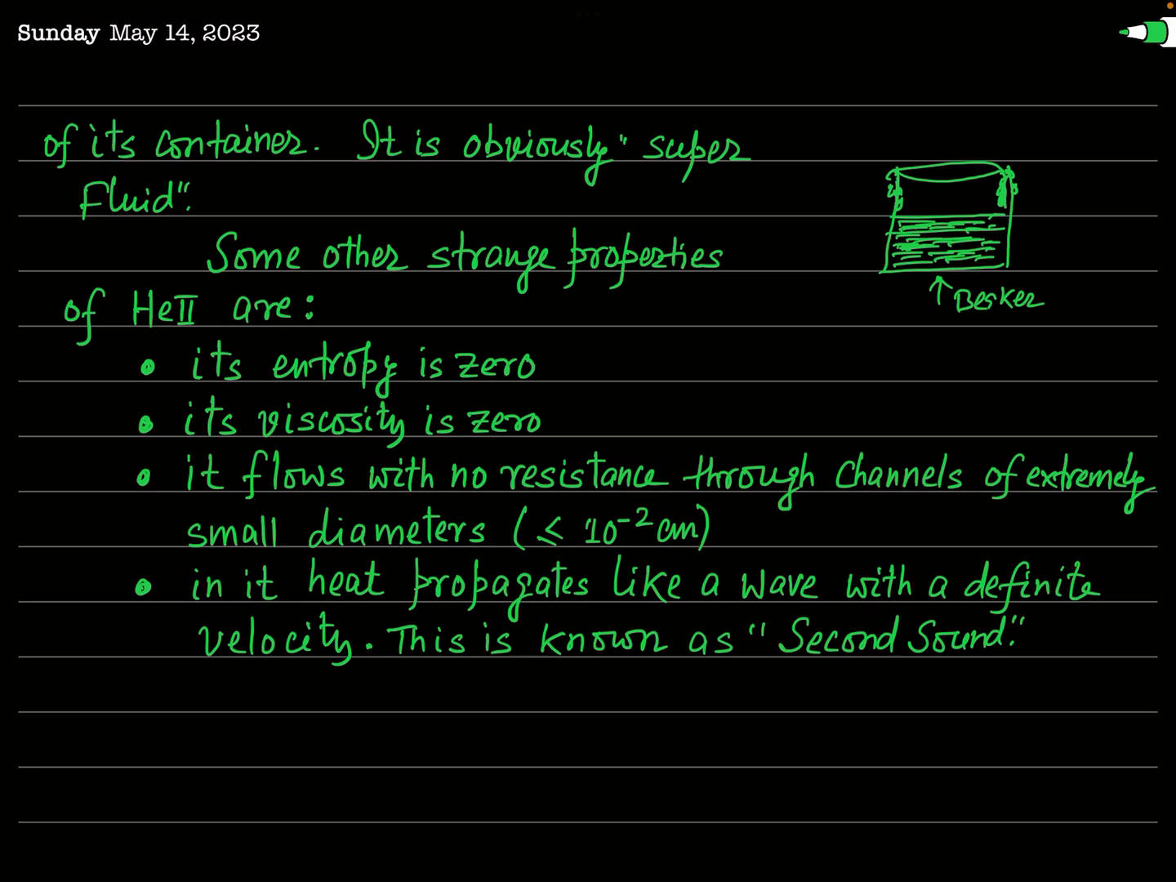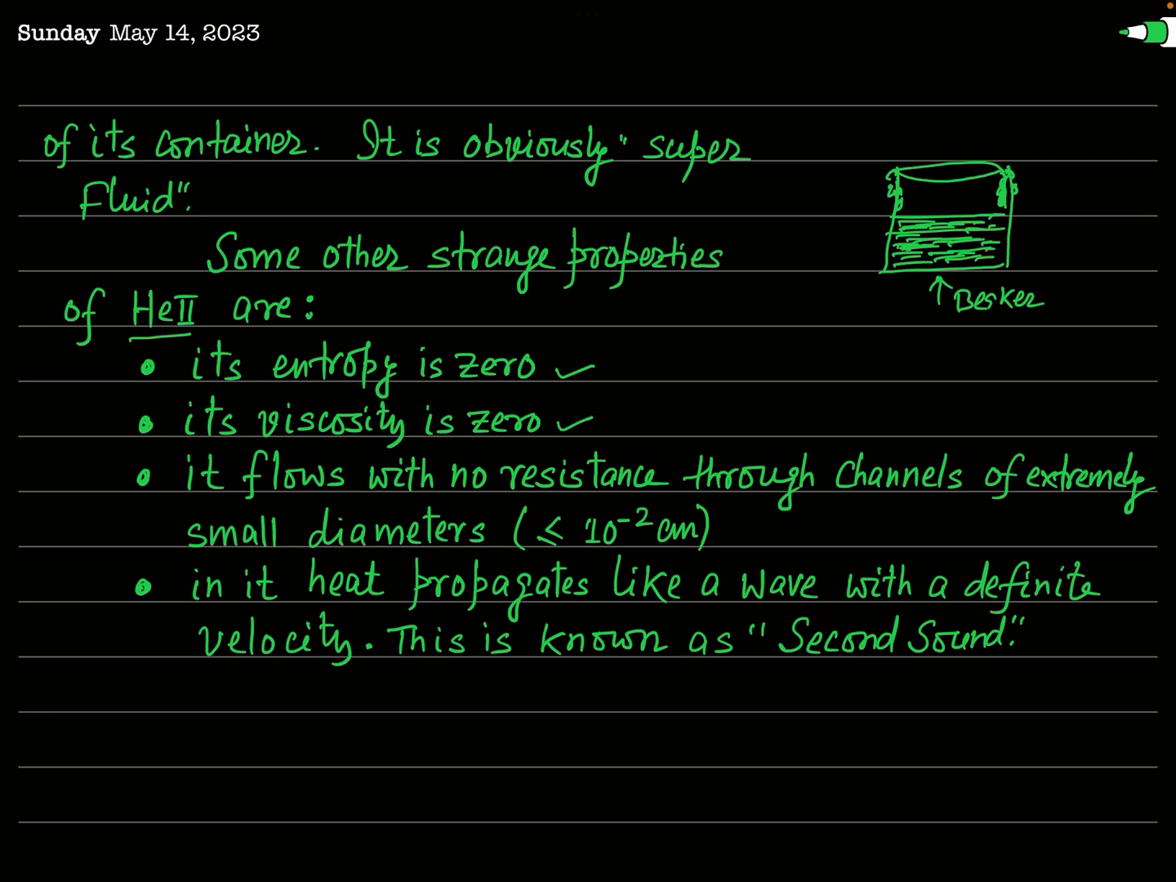Now I have mentioned here some of the important strange properties of helium 2. All these strange properties are shown by the second phase of liquid helium, not helium 1. Helium 1, as I have told you, is just a normal liquid, but helium 2 possesses these peculiar properties. You can see the first one is that its entropy is zero. It means the entropy of helium 2 is zero.